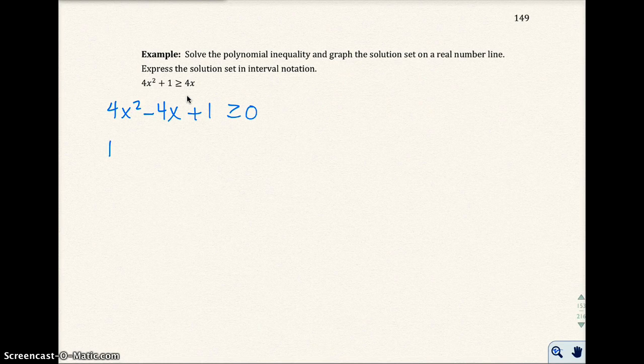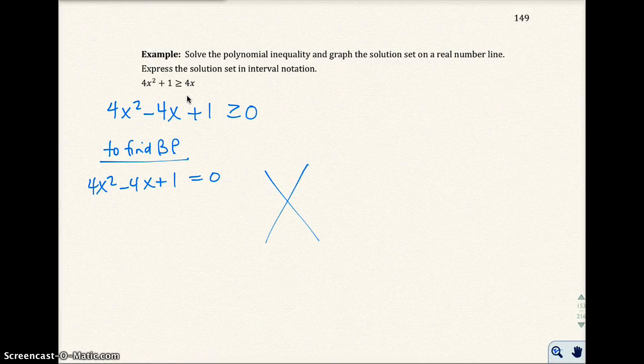And then now I'm going to find the boundary points like I've done before. So I get 4x squared minus 4x plus 1 is equal to 0. I'm going to factor the left-hand side. The negative 2 times negative 2 is 4, and they add to negative 4.